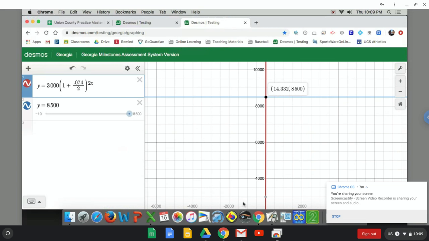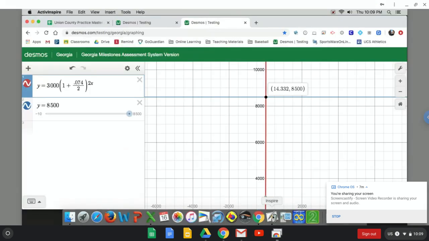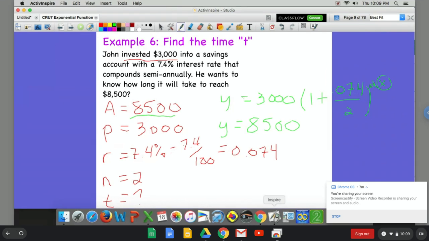So it's going to take John 14.33 years before he reaches his $8,500. So that's how you work it.